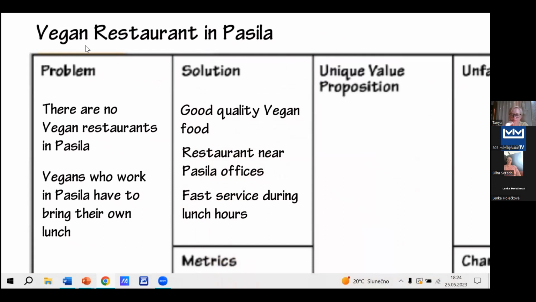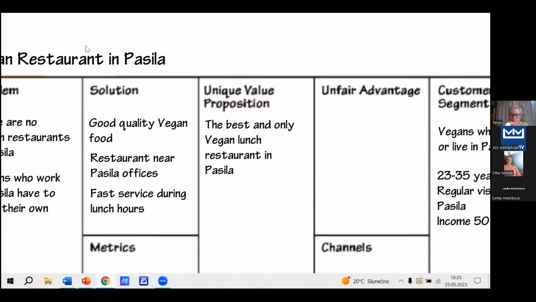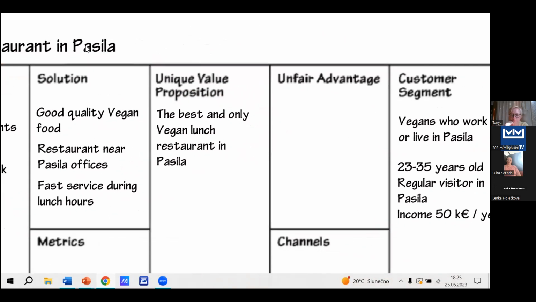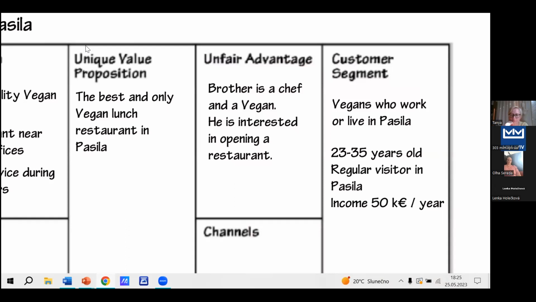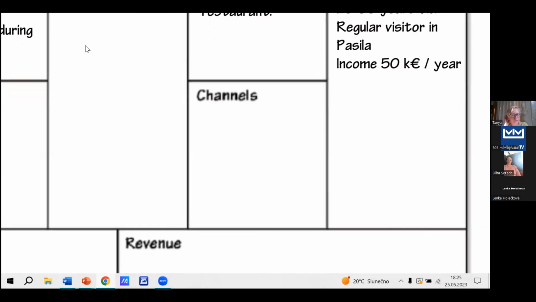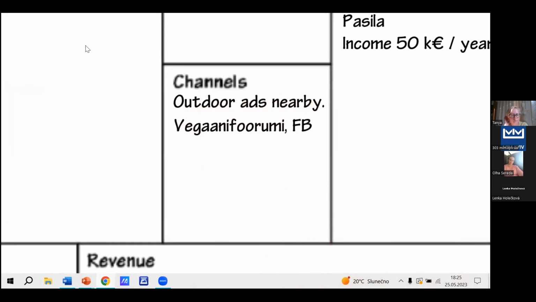The unique value proposition should boil down how you're different from everybody else and what you're worth paying attention to. In this case, it's quite easy to be the best when you're the only one. And for the unfair advantage, Joe's brother happens to be a chef and a vegan himself. Plus, he's also interested in opening his own restaurant. Making vegan food taste exquisite is no simple task, so it's definitely hard to copy. Channels. How can Joe reach the 25 to 35-year-old vegans who work in Pasila? Outdoor ads near workplaces, obviously. Where else are vegans using their time? Vegaanifoorumi for one, Facebook groups. Facebook even lets you target advertisements by age, interest, location, and so on. Joe also thinks that word of mouth has a crucial role in this customer segment.